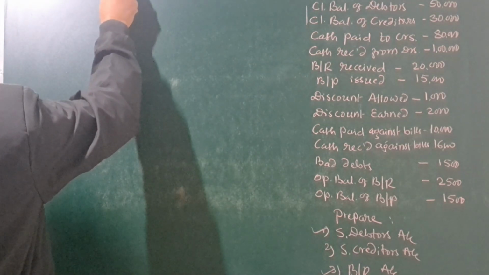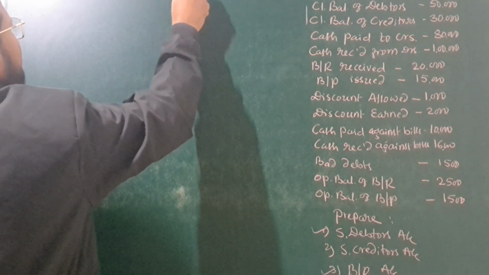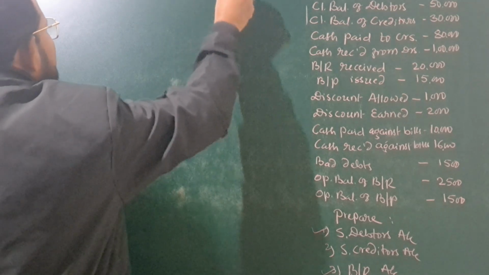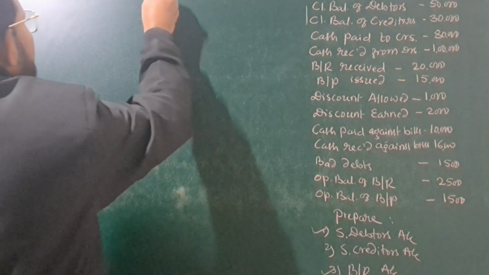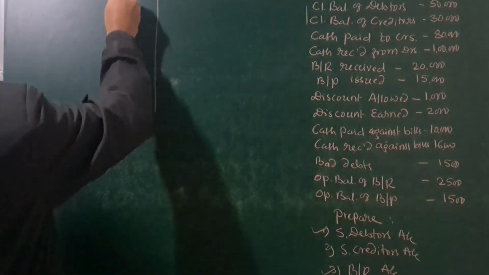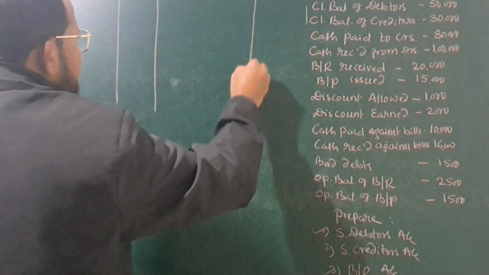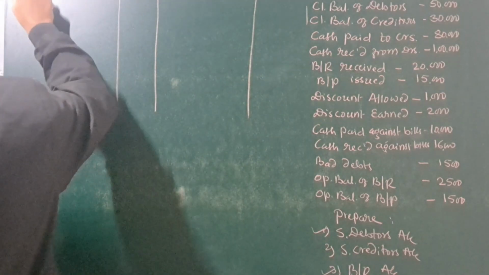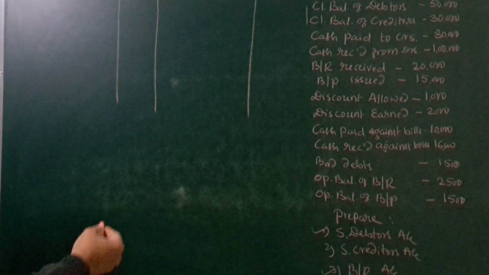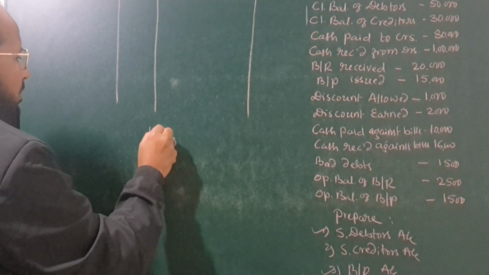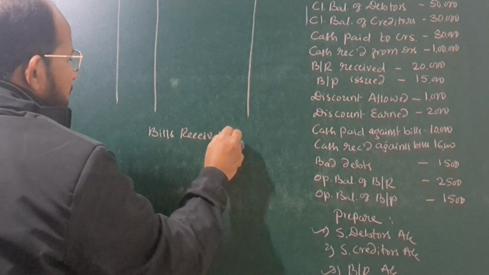First, I will prepare sundry debtors account. Problem is very simple. Who are the debtors? Debtors are the persons who have purchased goods on credit. Now we will prepare bills receivable account also here.